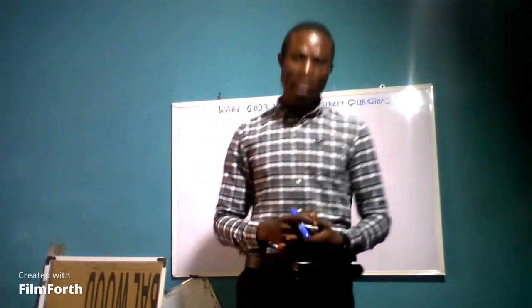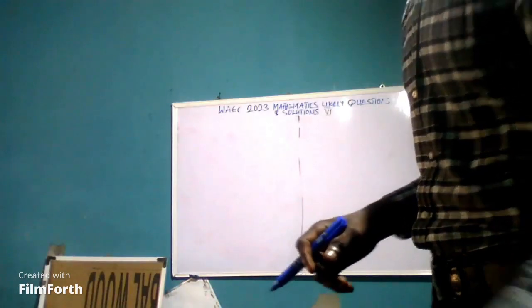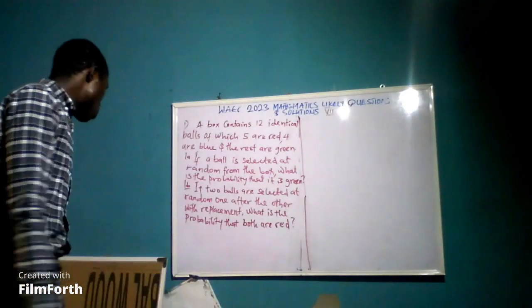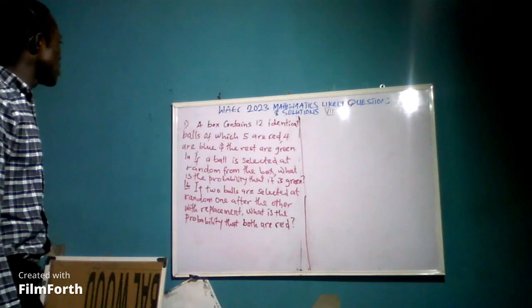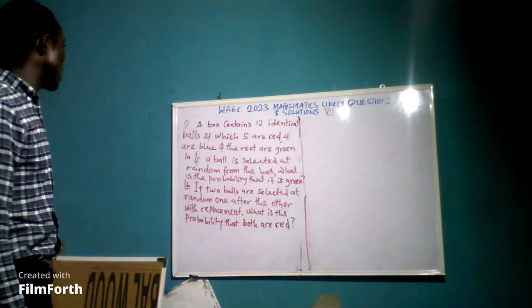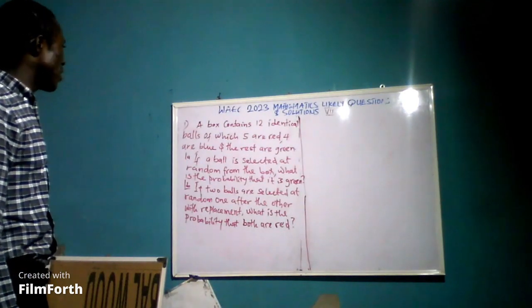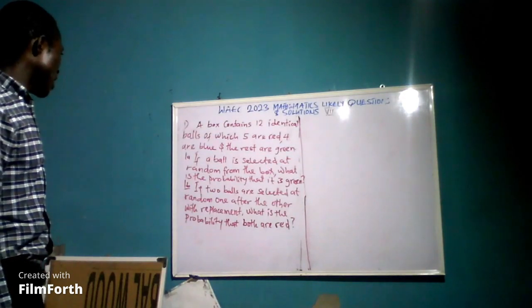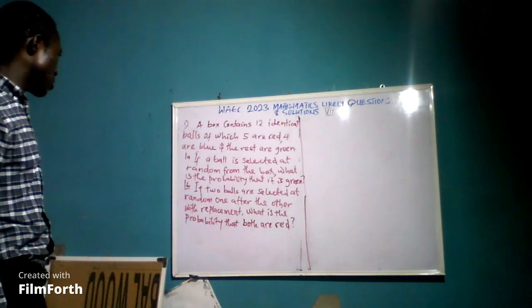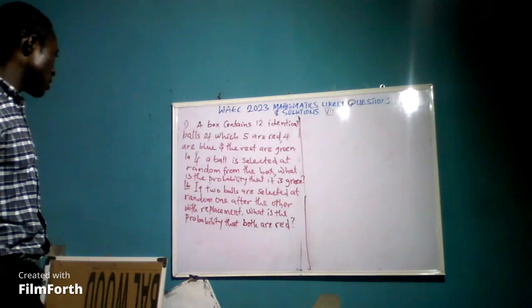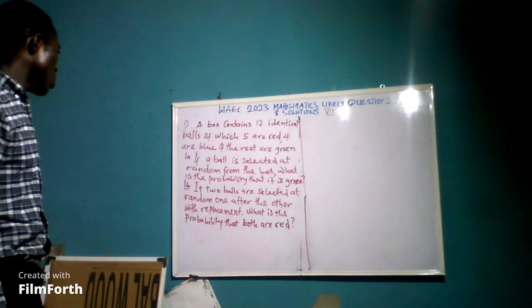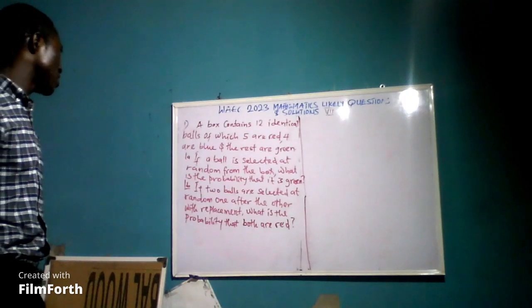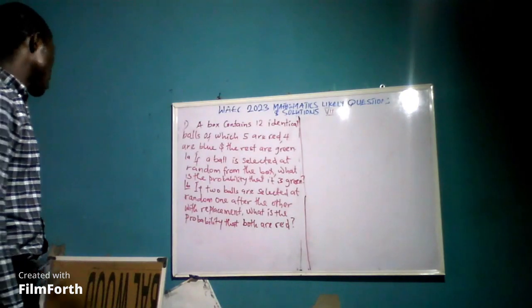Let's move to question number one. Now let's interpret question number one and find a solution to it. Question number one says that a box contains 12 identical balls, of which 5 are red, 4 are blue, and the rest are green. 1A: If a ball is selected at random from the box, what is the probability that it is green? 1B: If two balls are selected at random, one after the other, with replacement, what is the probability that both are red? Now let's deal with question 1A first.